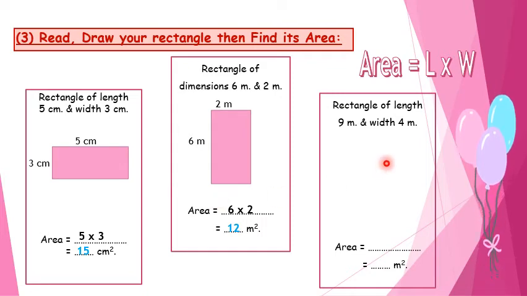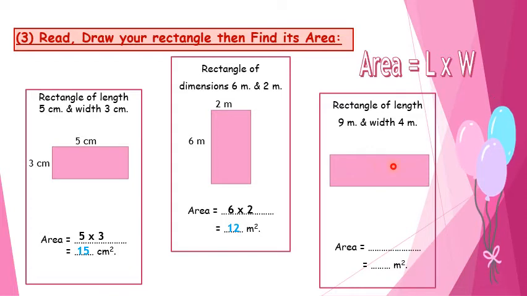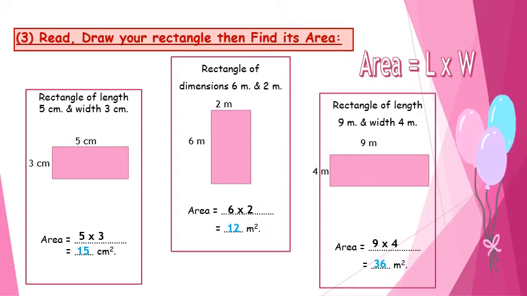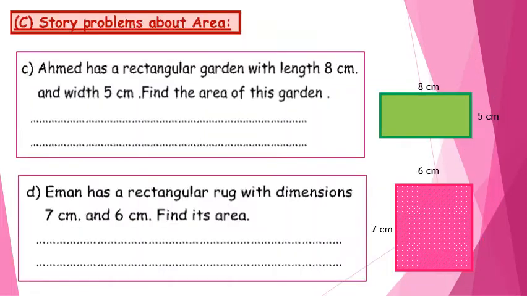You have here length 9 and width 4. So I have this is 9 and this is 4. I find the area, which is length by width. So I multiply 9 by 4. It will be 36. So easy and simple.